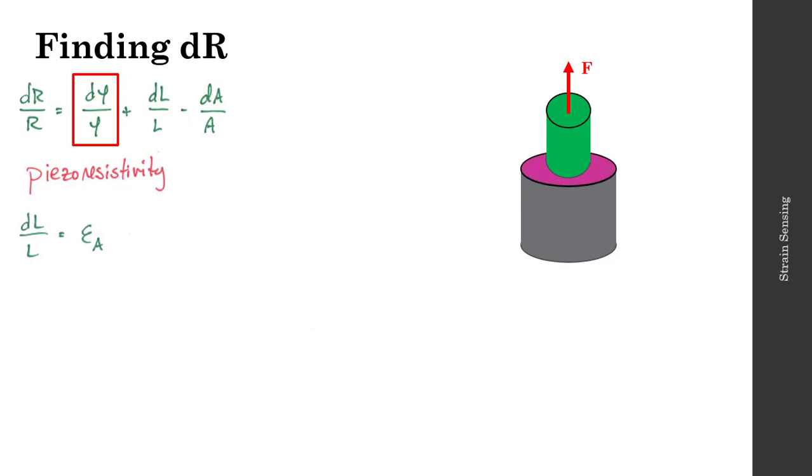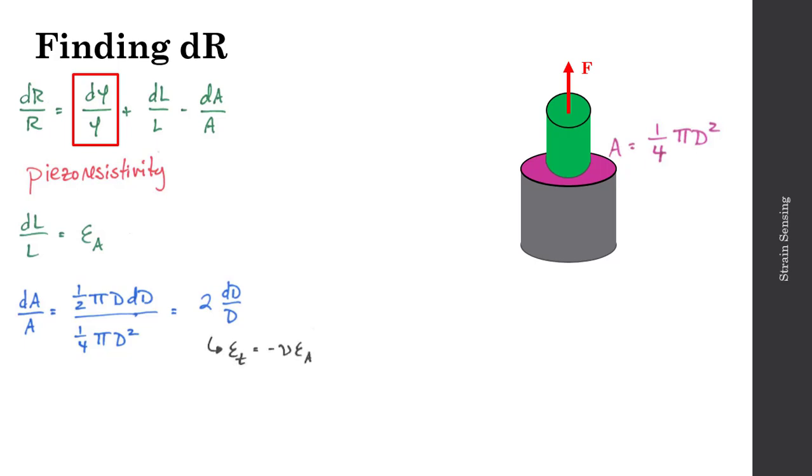So the area is going to be A equal to 1/4 times pi times the original diameter D squared. So this dA over A term will be equal to the quantity 1/2 pi times D times dD, all divided by the quantity 1/4 pi D squared. This is going to result in 2 times the change in that diameter, dD, divided by D. And remember, this is effectively my transverse strain. So we could rewrite this term as minus nu times the axial strain. And thus that dA over A term can ultimately be described as minus 2 times nu times my axial strain.